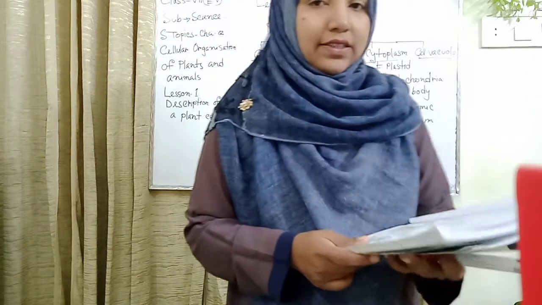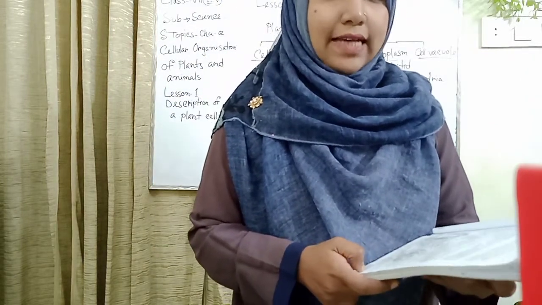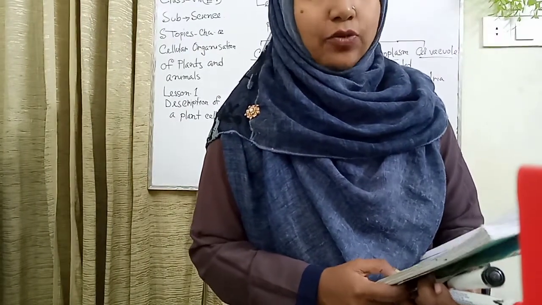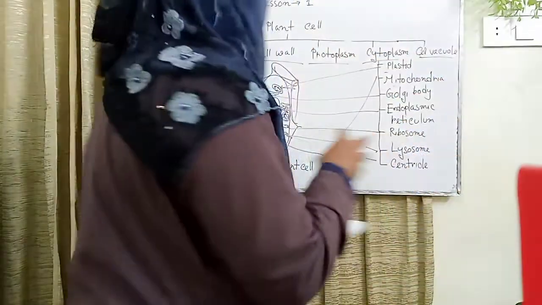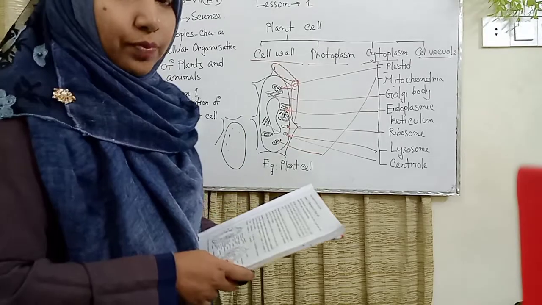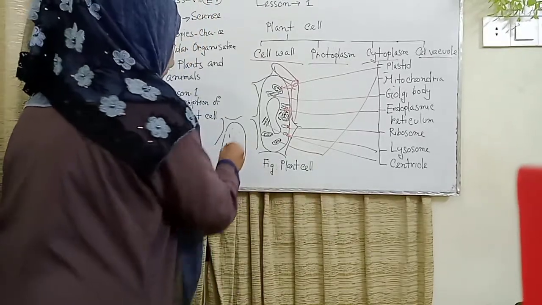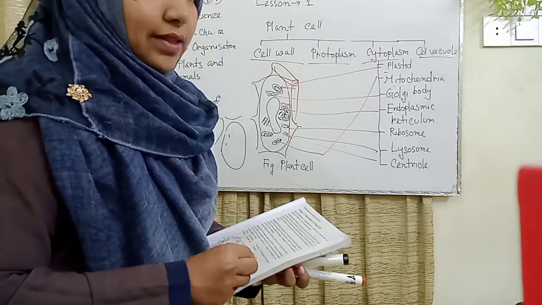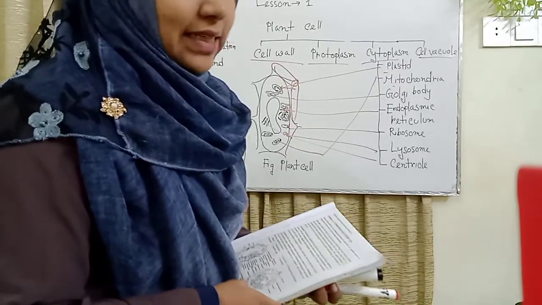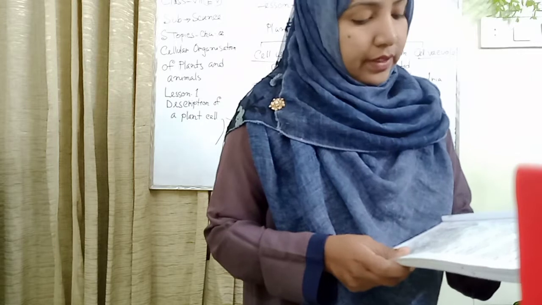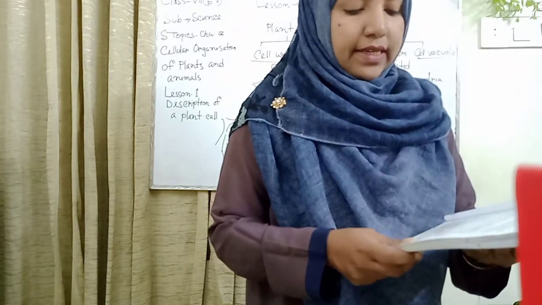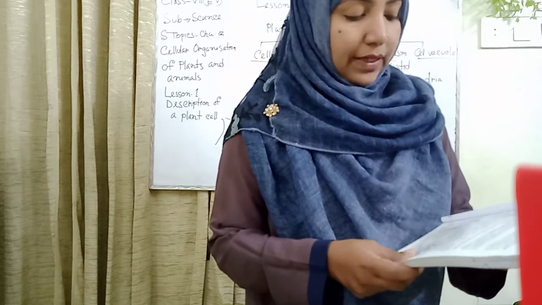The next structure is the cytoplasm. Here is the cytoplasm. We also have the differences between the protoplasm and cytoplasm. What is the protoplasm? Protoplasm is the main structure of the cell, and it also has the nucleus. Without the nucleus, the other name is the cytoplasm. Cytoplasm is another form of the protoplasm. The jelly-like substance outside the nucleus is named the cytoplasm.